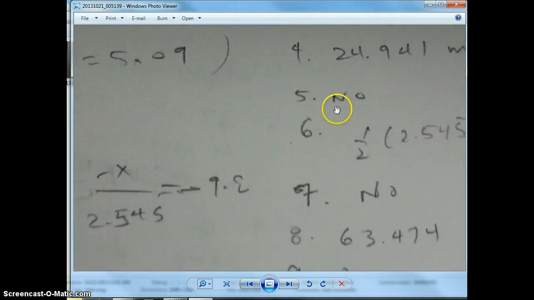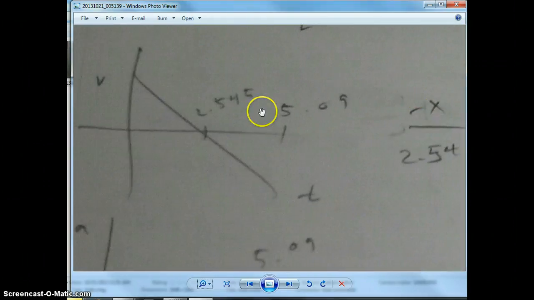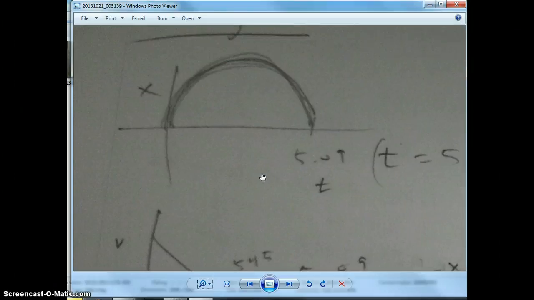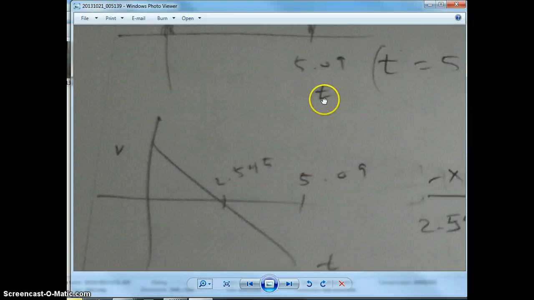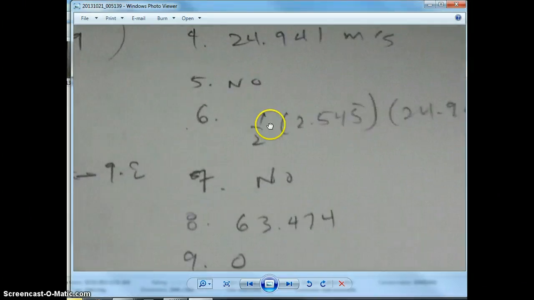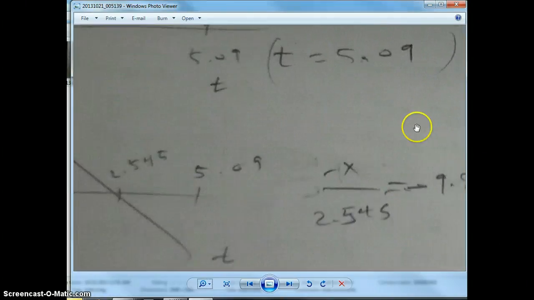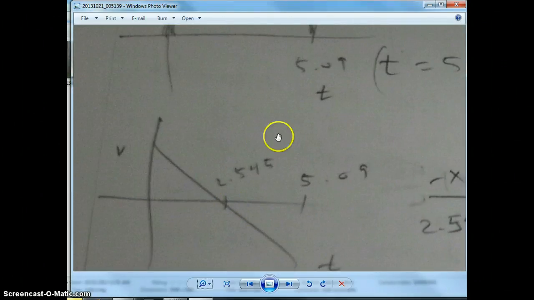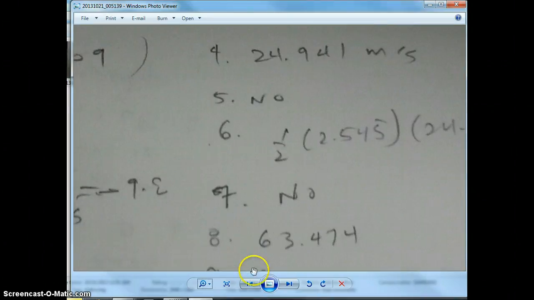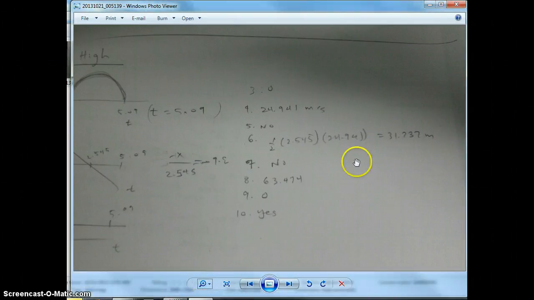Number 5, is the speed different? No, again, it's not different because same distance, same time, same acceleration, so it's all the same. Number 6, I got 31.237 meters because the area of this triangle is 1/2, because it's a triangle, times 2.545, because that's the time it took, so it's the base. The height is what we found to be 24.92541. So multiply that all together and you get this number right here.